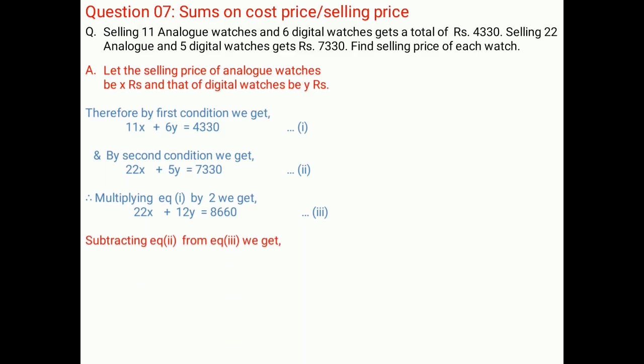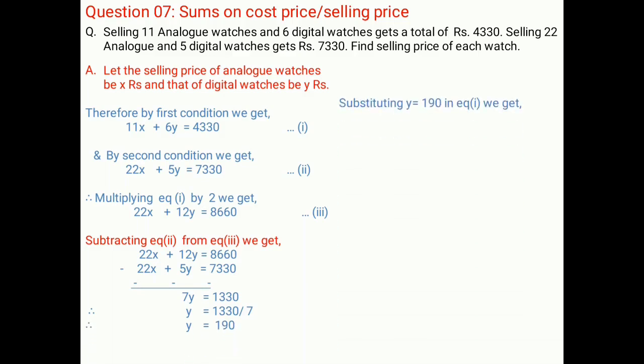Therefore, I will be subtracting equation 2 from equation 3, which gives me 22x plus 12y is equal to 8660 minus 22x plus 5y is equal to 7330. Subtracting causes a change in sign, and 22x becomes minus 22x, 5y becomes minus 5y, and 7330 becomes minus 7330. This gives me 7y is equal to 1330, which gives me y is equal to 190.